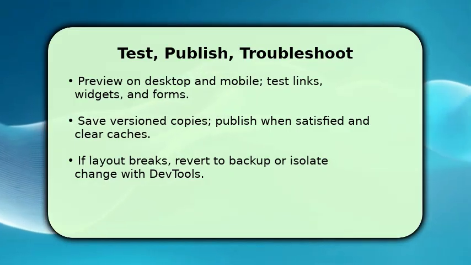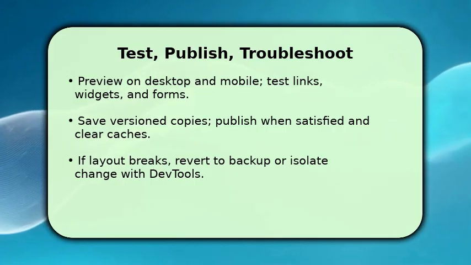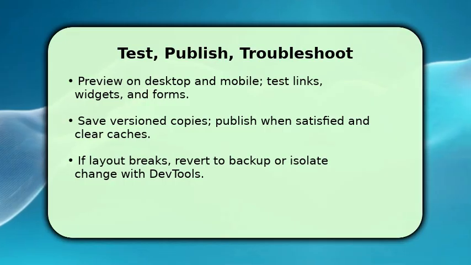If something breaks, use your backup to restore, or isolate the offending change using dev tools and undo only that snippet. Make incremental edits and publish only after each test passes to avoid cascading issues.